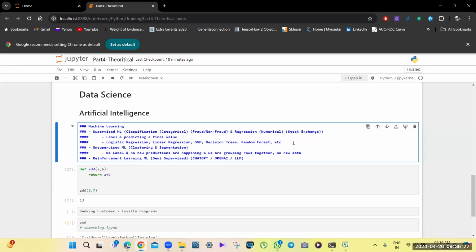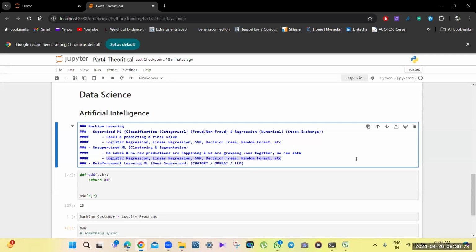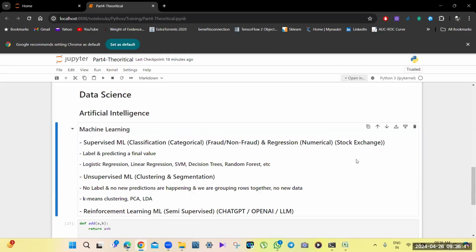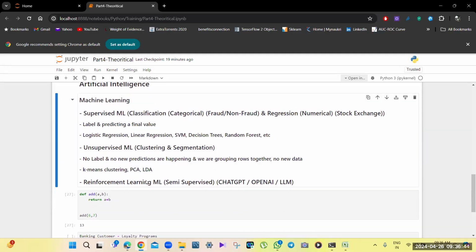Similarly, for unsupervised, we have again a lot of things. What are they? Mainly clustering, K means clustering, and PCA, LDA. So these are the different things that we have as part of unsupervised machine learning. Clustering, as the name says, it clusters. Here it's logistic regression, linear regression. Linear regression is a numerical regression forecasting technique. Logistic regression is a classification algorithm. So these all are individual machine learning algorithms. Decision tree, random forest, and so on and so forth.